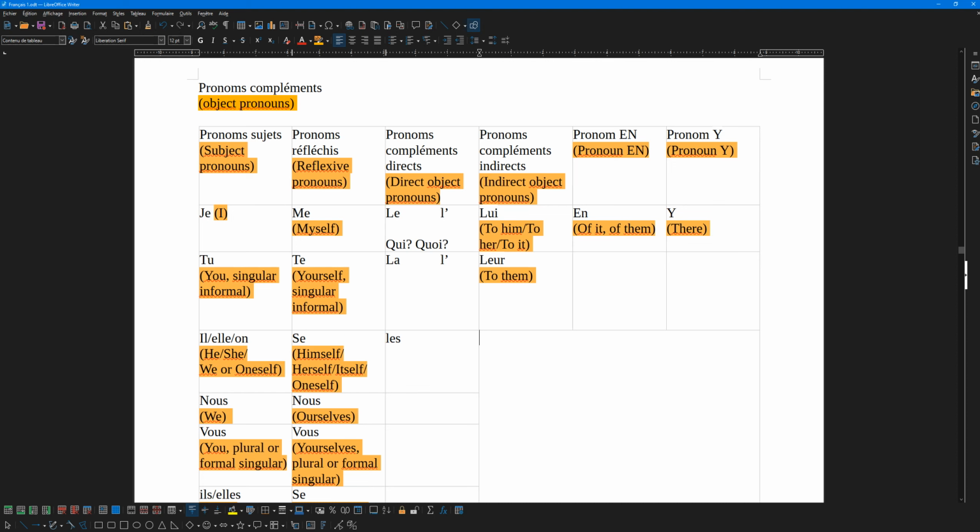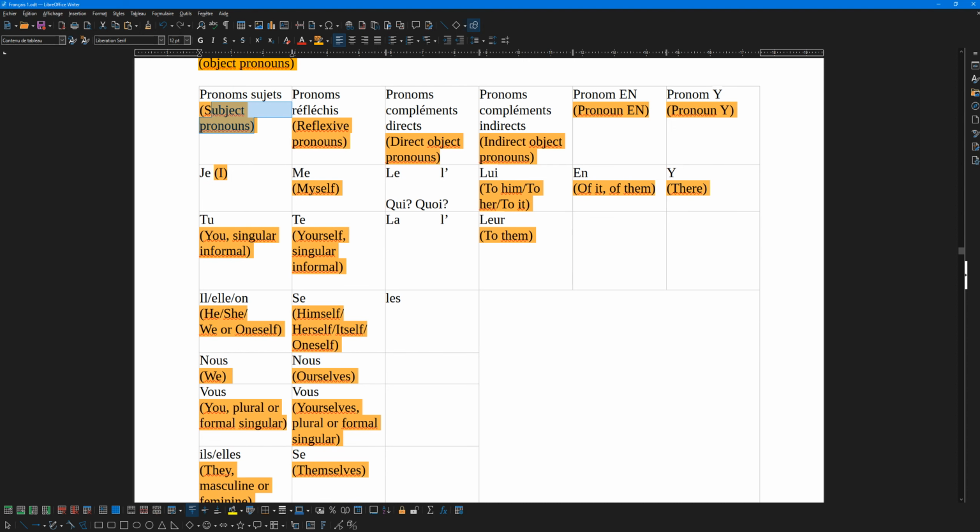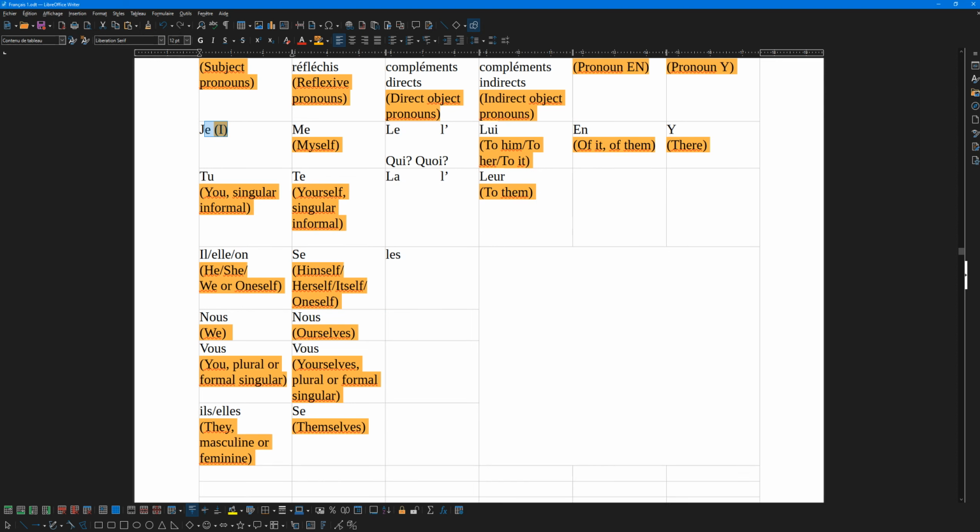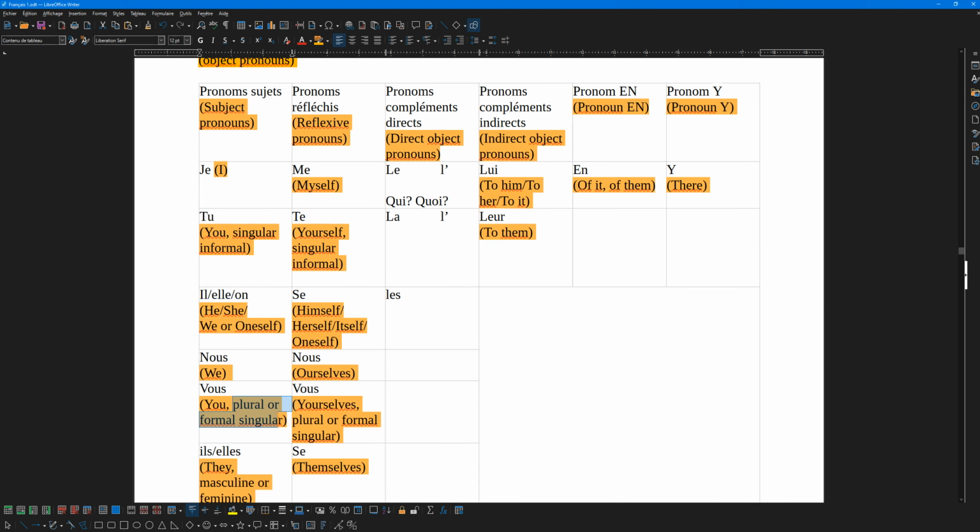So let's begin. Let's begin with the pronom sujet, the subject pronoun. You have je, I; tu, you, singular, informal; il, elle, he, she. You have on. On is a we that is informal, or oneself. Nous, we; vous, it's a you, plural or formal singular; ils, elles, it's they, masculine or feminine.